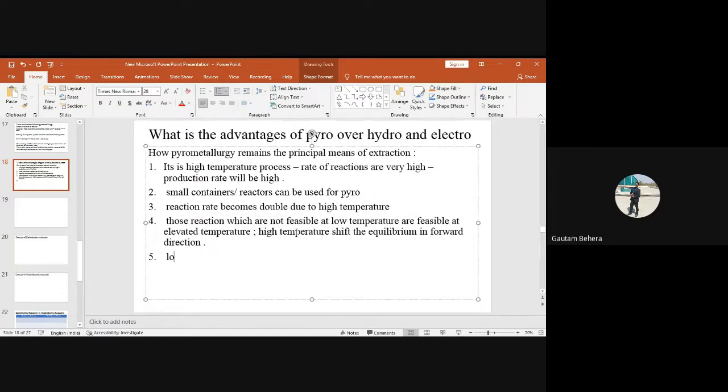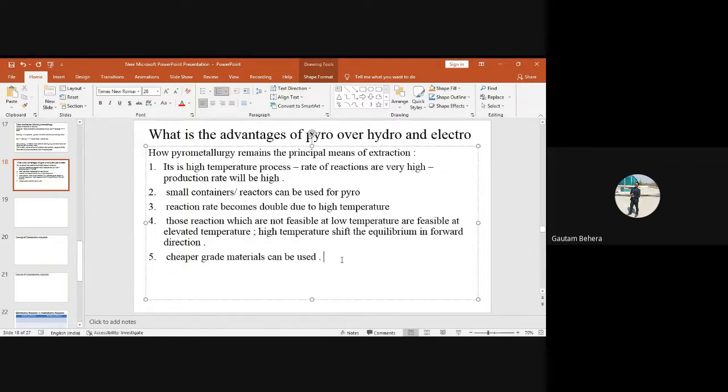Low grade ore can be used sometimes, not always true. Low grade, not low grade ore, basically low grade materials can be used. Not always true, but basically you can use cheaper raw materials. Not low grade, better to write cheaper. It would be wrong to write cheaper grade. Cheaper grade materials can be used in pyrometallurgy process.